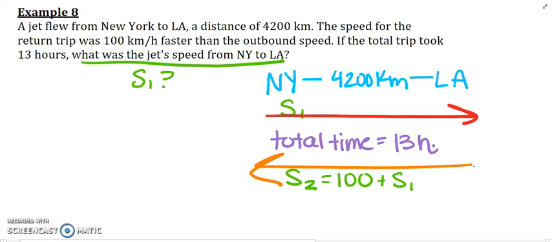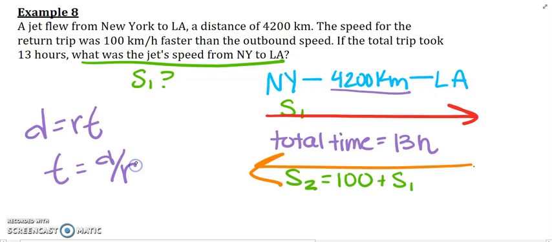But we can't just say, well, S1 plus S2 equals 13 because this is my speed. So I'm going to need to convert the speed to time, and then I can add them up. Well, I know the total distance, and if you don't know this formula, it's okay, but you might want to learn it because we use it a lot. Distance equals rate times time. We want time, so time is the distance over rate.